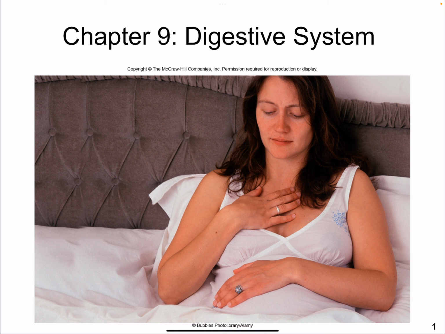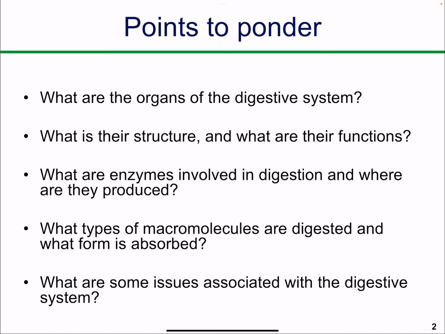But as we cover this chapter, I want you to focus on a number of questions. One, what are the organs that make up the digestive system? Two, what is their structure? And what are their functions? Three, what enzymes are part of the digestive process? And where are these enzymes produced?